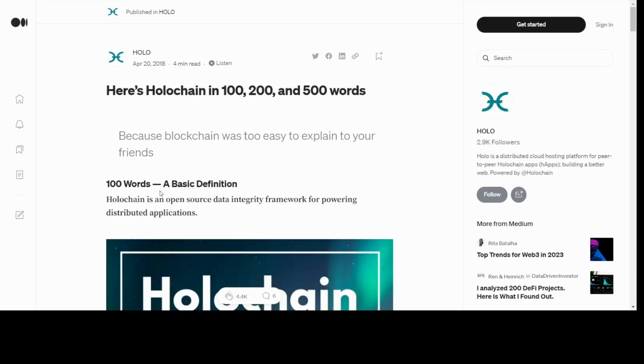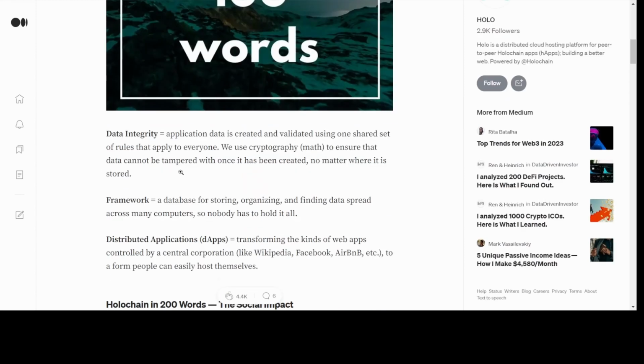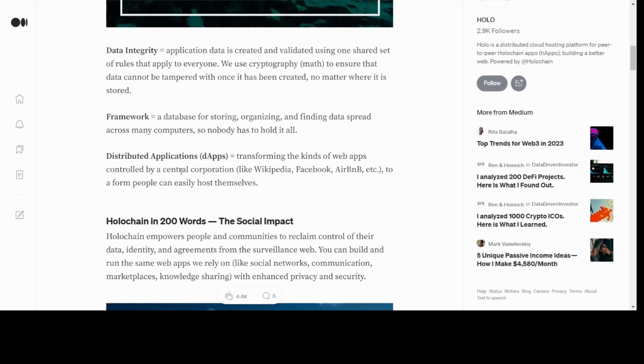So here's a quick and more brief explanation of what Holochain is. A Holochain brings data integrity. Application data is created and validated using one shared set of rules that apply to everybody. We use cryptography to ensure that data cannot be tampered with once it has been created, no matter where it is stored. It brings solid frameworks. It has a database for storing, organizing, and finding data spread across many computers, so nobody has full control over it. It has its own framework of decentralized applications. It's going to transform the kind of web applications controlled by a central corporation.